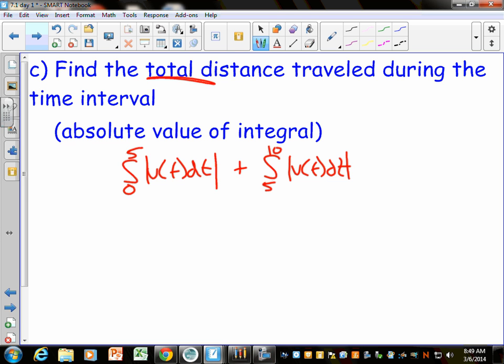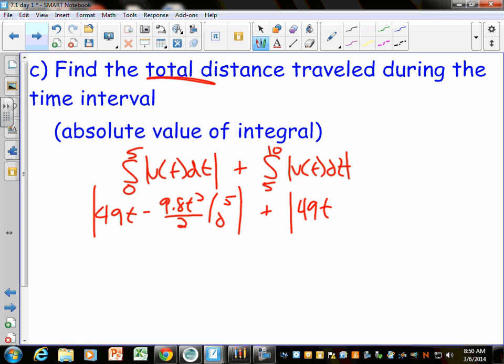Does that make sense? Here's what's also super great. We already found the integral of this, so don't redo all this work every time. We already know it's 49t minus 9.8t squared over 2, but you can take that over 2. I just did it on the calculator, it's 4.9. So it's the absolute value of 49t minus 4.9t squared from 0 to 5, plus the absolute value of 49t minus 4.9t squared from 5 to 10.